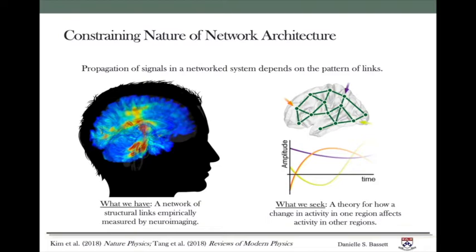But what we'd really like to do is to have an understanding of when you perturb this system, how does it respond? And I think part of that comes from the physicist in me who says that I'm not going to really understand a system until I perturb it and accurately predict what will happen. So what we'd like to do is to have a theory for how change in the activity of one region affects activity in other regions.